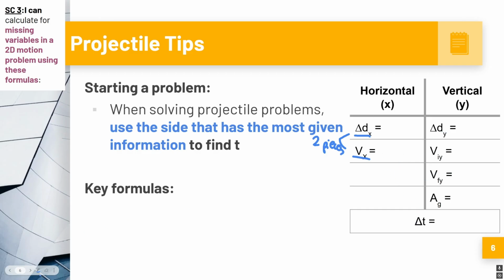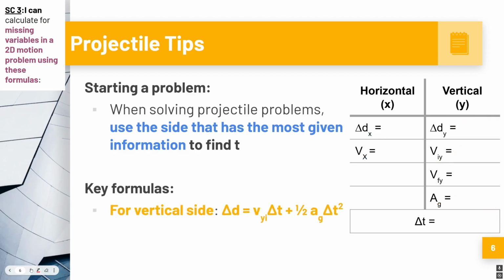But the thing that's great about the vertical side is if you're told dy, guess what? Also, VIY and AG are also implicitly told to us because these are always 0 and negative 9.8. Okay? So if you're given just dy, if that is it, and I just realized I switched the colors, but pretend I didn't. If you're ever given just the dy, you can use the vertical side. All right?